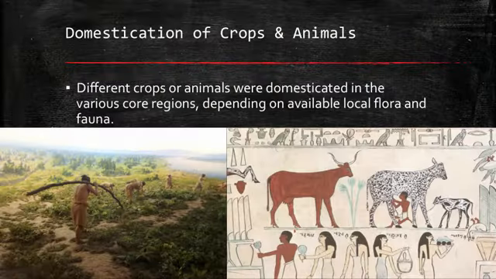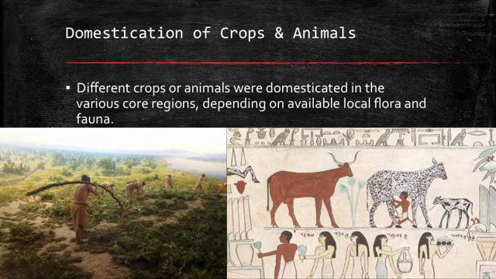The domestication of crops and animals. Different crops or animals were domesticated in the various core regions depending on what was there. That's the local flora, the local fauna. They quickly realized, hey, this grain produces food if I do this. If I plant the seed, it will grow more. And from there, they figured it out. Irrigation, we need to weed, we need to bring water to it.